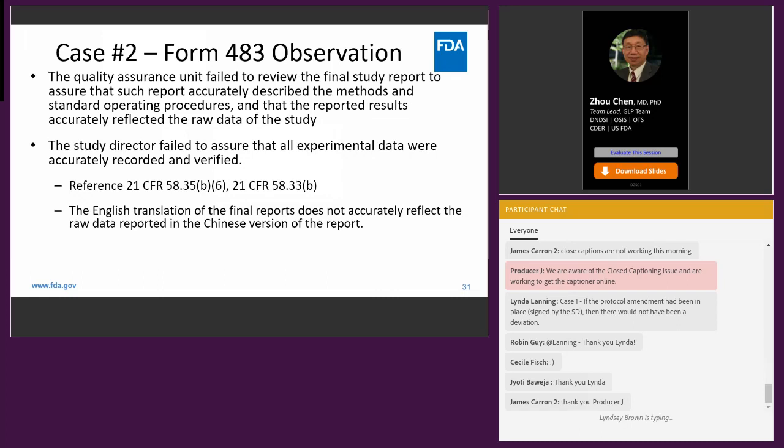The study director is also responsible, as he did not ensure accurate data were included in the study report. Study director and QA could not check the report because of the poor English proficiency. However, at least I think they can compare tables.